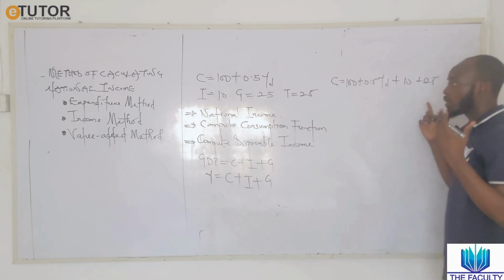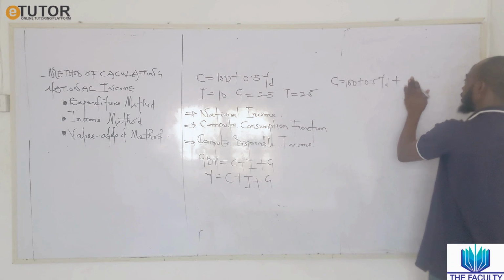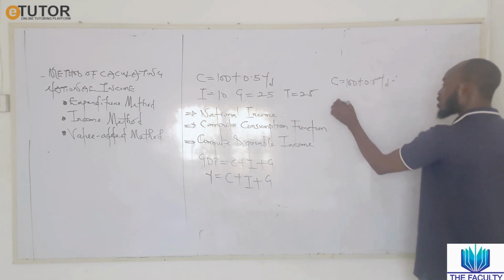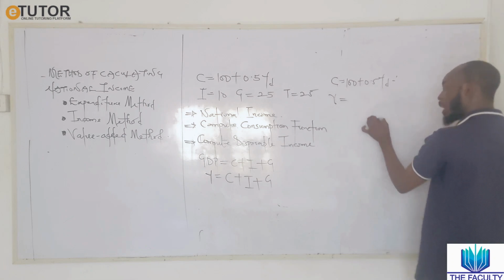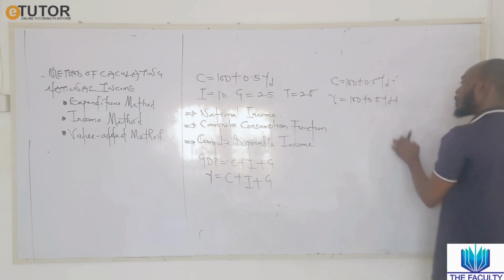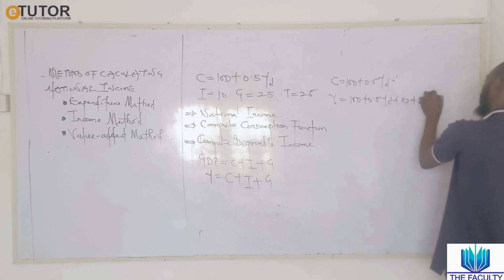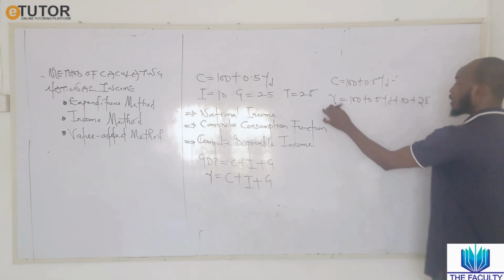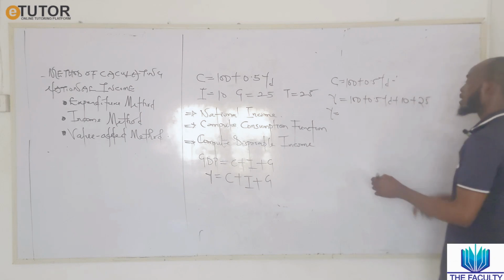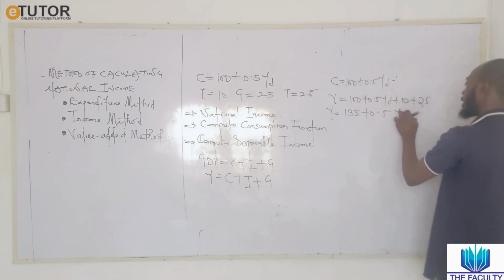Now, let me just adjust something here. We have 100 plus 0.5 YD as our consumption, but they ask us to find the national income, which is Y. So Y is equal to 100 plus 0.5 YD plus 10 plus 25. Now, let's use our mathematical approach. Y is equal to 100 plus 10, which gives us 110, plus 25 gives us 135 plus 0.5 YD.